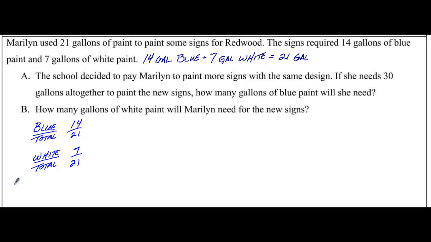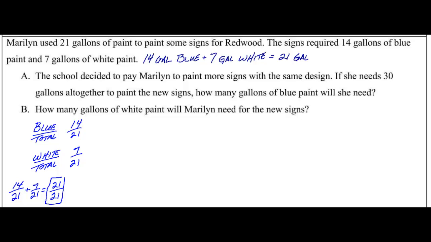Once again, the way to check these to see did I come up with the right starting ratios is to add them together, and they need to equal some big one. It doesn't matter what the big one is. In this case, it's 21 over 21. In the last problem, it was 36 over 36. It doesn't matter what it is, as long as it ends up being a big one.